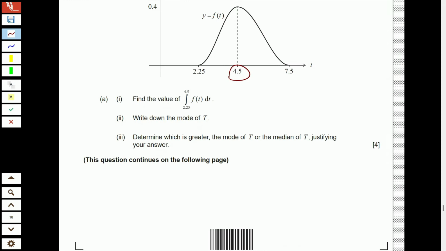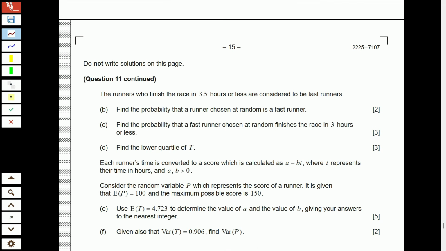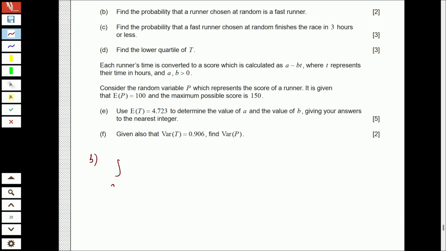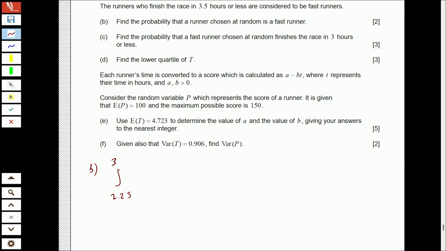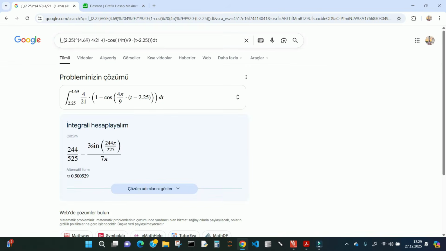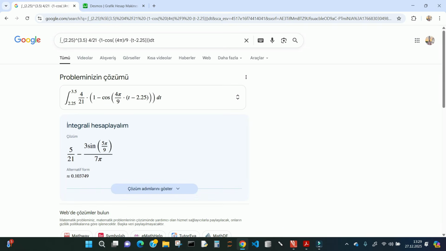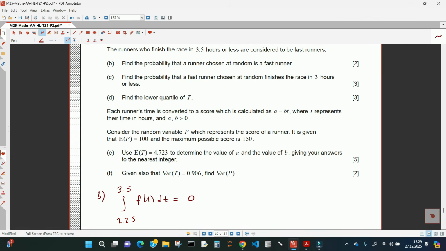Question B, let's check question B. The runners who finish the race in 3.5 hours or less are considered to be fast runners. Find the probability that a runner chosen at random is a fast runner. So it's asking for, again, the integral from 2.25 to 3.5 of the same function. I'm not changing the function here, and I calculate it again with the upper limit 3.5. So it's going to be 0.104, right?